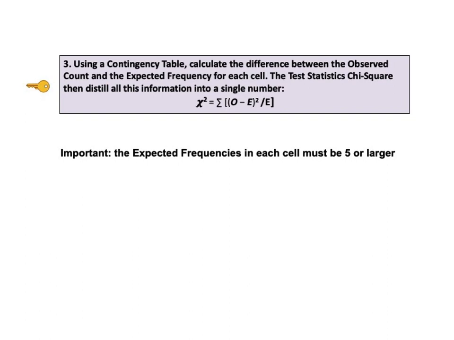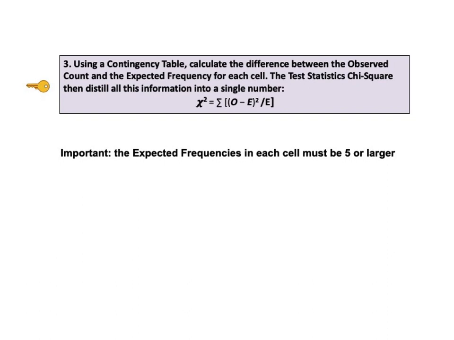Key number 3 says, using a contingency table, calculate the difference between the observed count and the expected frequency for each cell. The test statistic chi-square then distills all this information into a single number. In previous examples, the data was very definitive. We could just look at the numbers and be pretty sure what our conclusion would be. Much more often, the differences are less clear, and we need the chi-square test to tell us whether or not the differences are statistically significant.